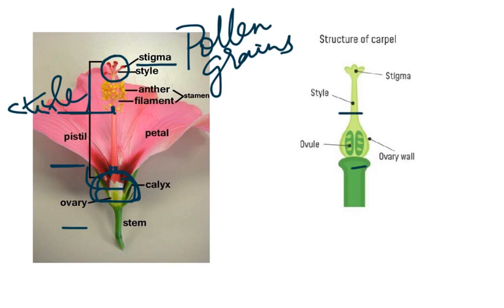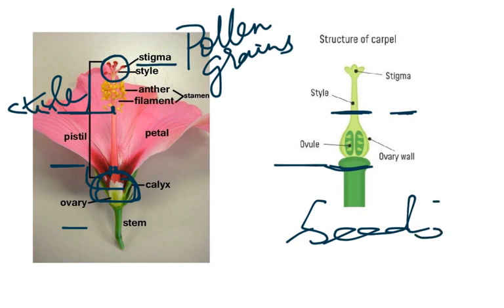If you cut the ovary, you can see tiny structures inside. Those tiny structures are called ovules. These ovules further develop into seeds. The female reproductive part of a flower is called gynoecium.